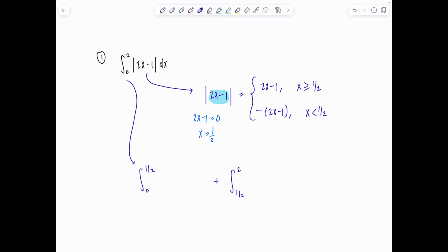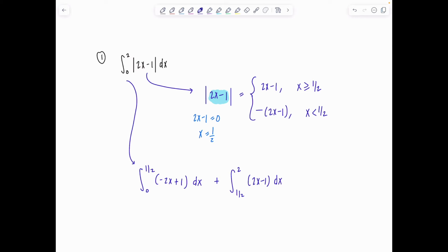Okay? Since our function is defined differently on each of those intervals. So from 0 to 1/2, I'm dealing with values that are less than 1/2. So I'm going to use negative 2x minus 1, which simplifies to negative 2x plus 1 dx, plus, and then on the next integral, which goes from 1/2 to 2, these limits of integration fall in this portion of the domain where x is greater than or equal to 1/2, so we're going to use 2x minus 1. And as you see now, I just have two separate integrals to evaluate.